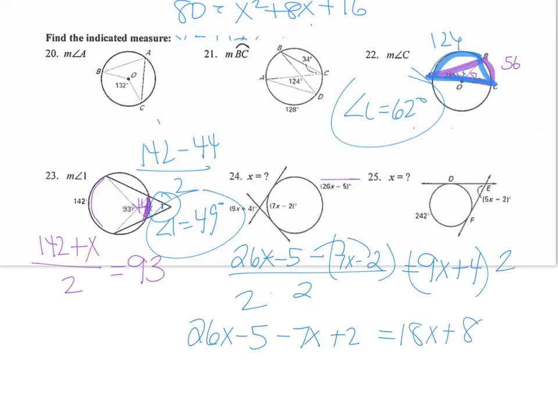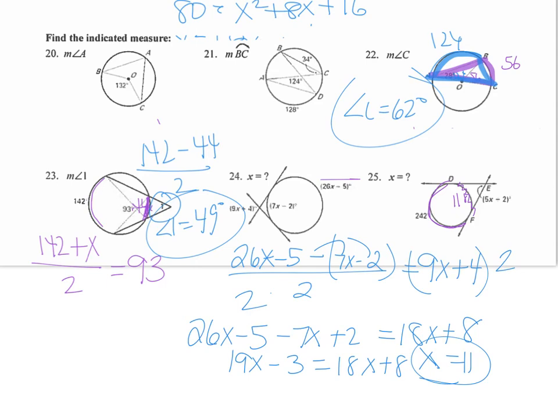Clean up. 19x minus 3 equals 18x plus 8. So I'm going to subtract 18x, I get x. I'm going to add 3, I get 11. If I look at 25, this arc is 242. To find that arc, subtract from 360. I get 118. And then I would do the exterior angle theorem.